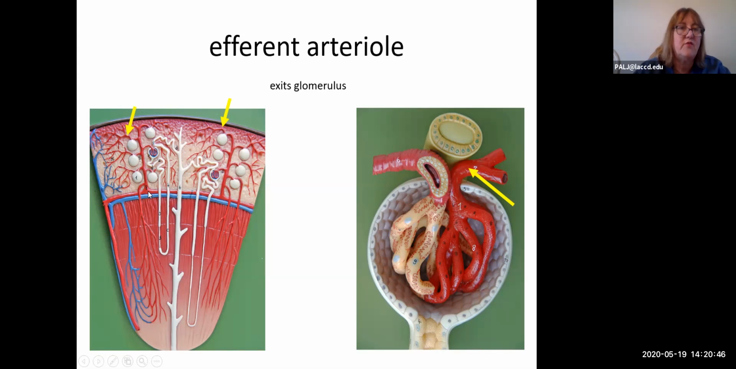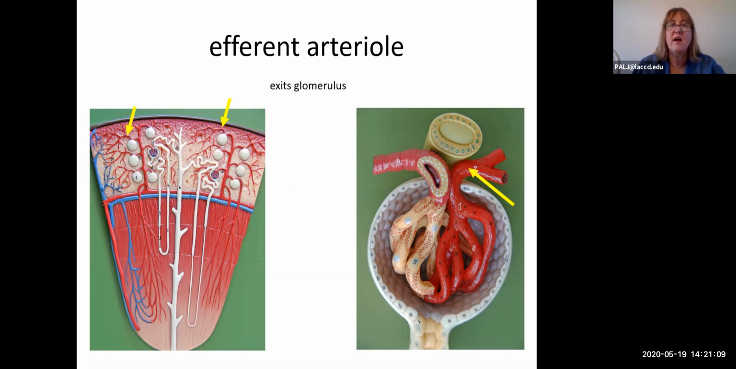On this other model, find your cortical radiate artery. You'll have an afferent arteriole going into this structure, and you will have an efferent arteriole coming out of it. So go to this right one: afferent going in, efferent going out, and you'll see this one's going down towards the renal pyramid. In this case, this one is staying up here in the renal cortex.